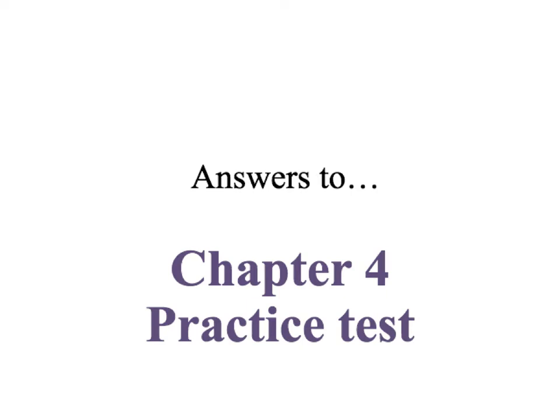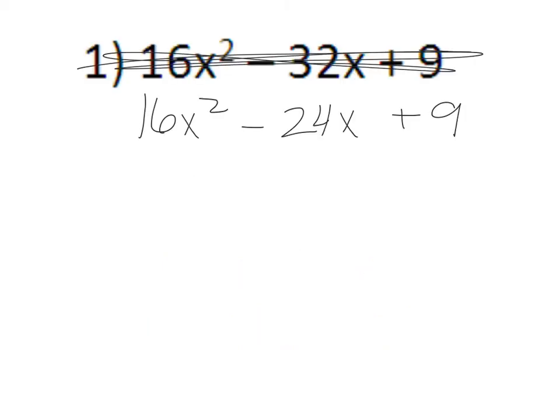Here are step-by-step instructions on how to answer each question on the practice test. First, the first question should say minus 24x instead of minus 32. So then when I look at this, A and C are both perfect squares. That means this is a special case. Remember, A and C are the only two numbers that you look at for when you have a special case.